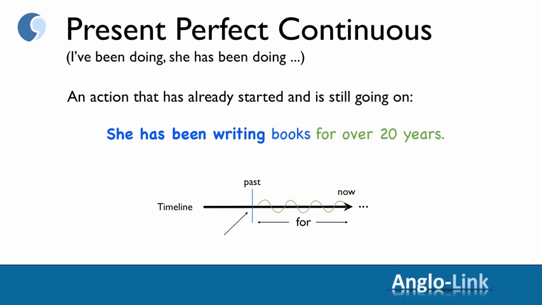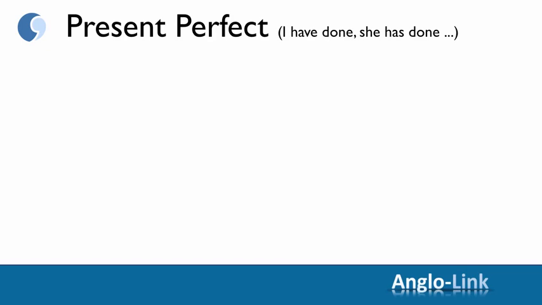You can also use the word since with this tense. For example, since she was 18. She has been writing books since she was 18. Okay, from present perfect continuous we moved on to present perfect. I have done, she has done, etc.